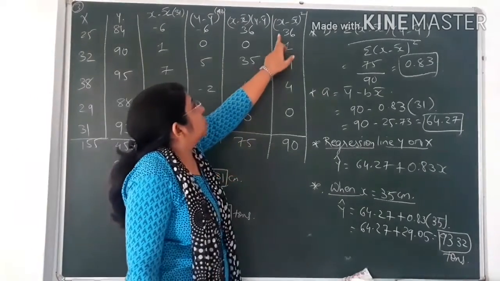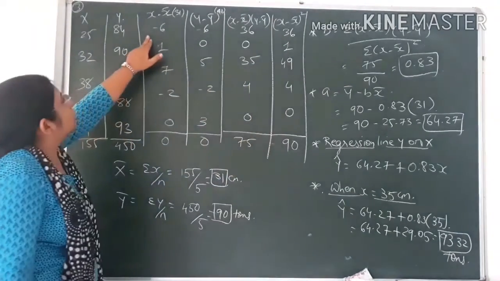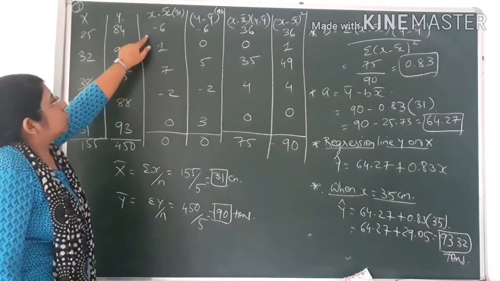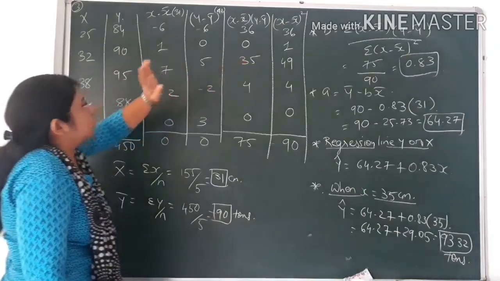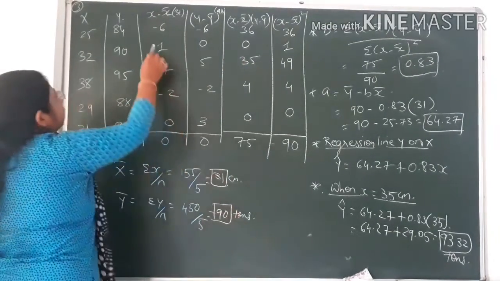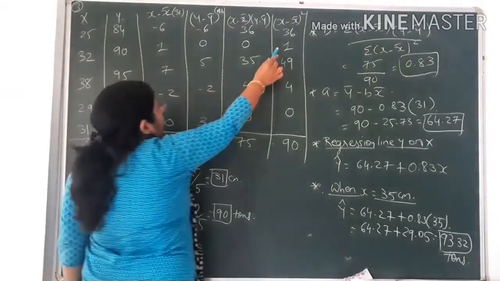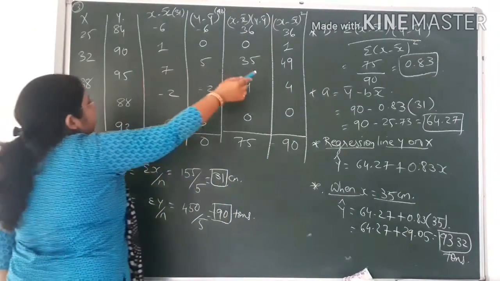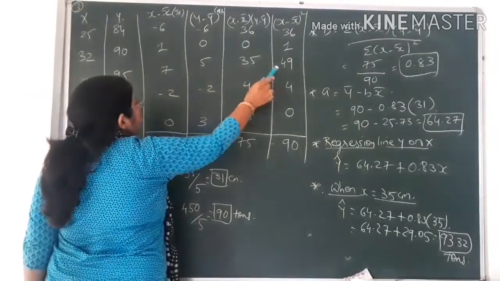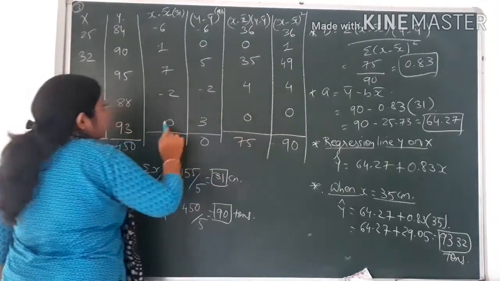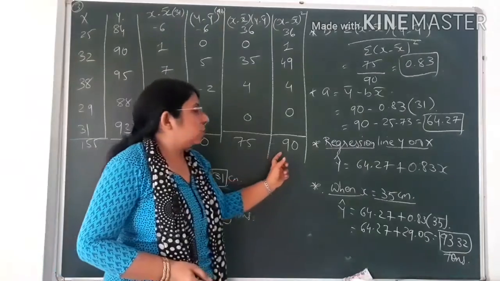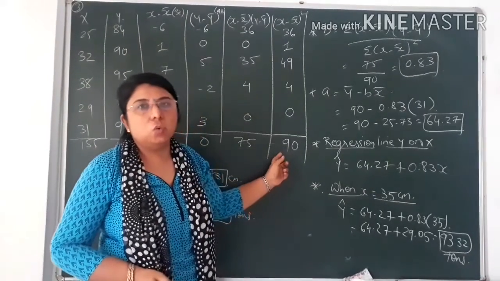Now x minus x bar whole square, it means whatever the third column we have, we have to find the square of it. So 6 square would come to 36. Already we discussed that any value, if it is negative, in square it would always become positive. So 1 square is again 1, 7 squared is 49, 2 square is 4, and 0 square would come to 0. So the total of sigma x minus x bar whole square comes to 90.